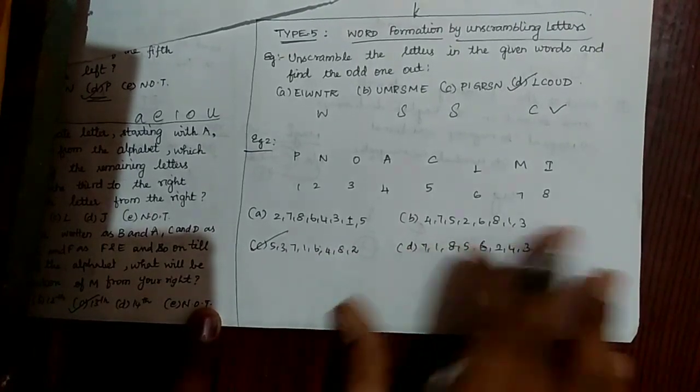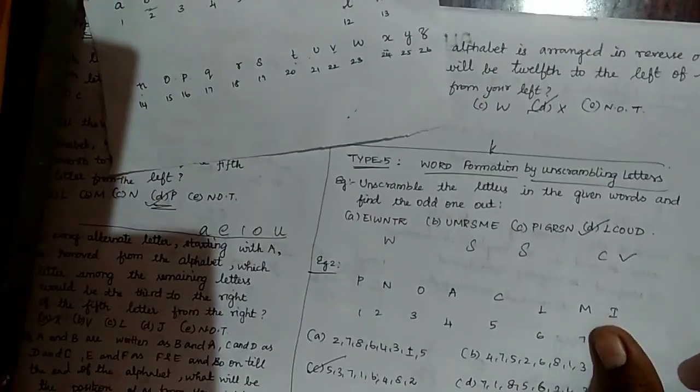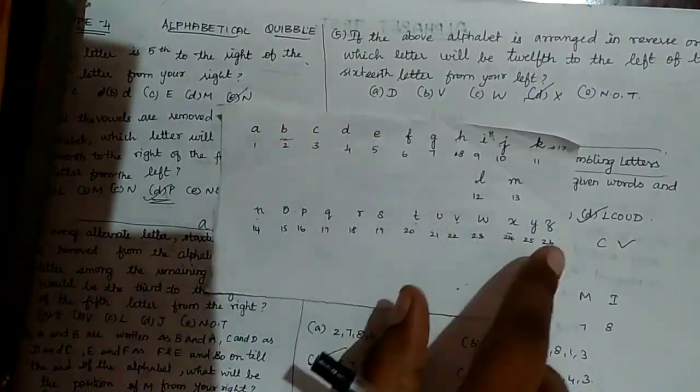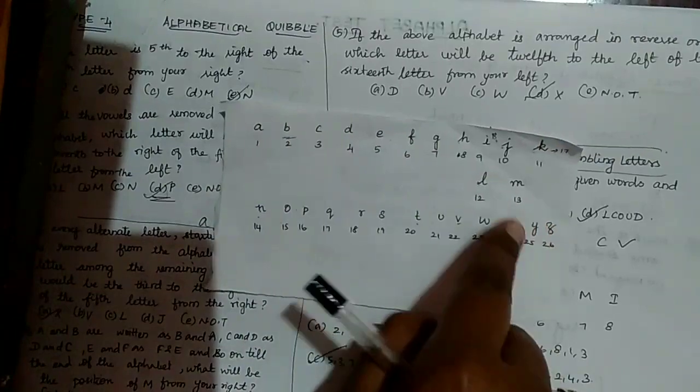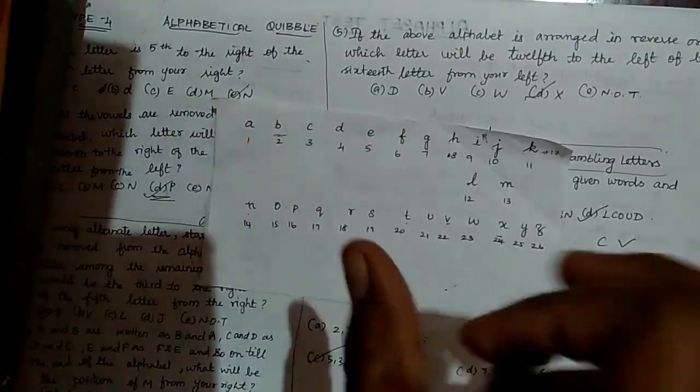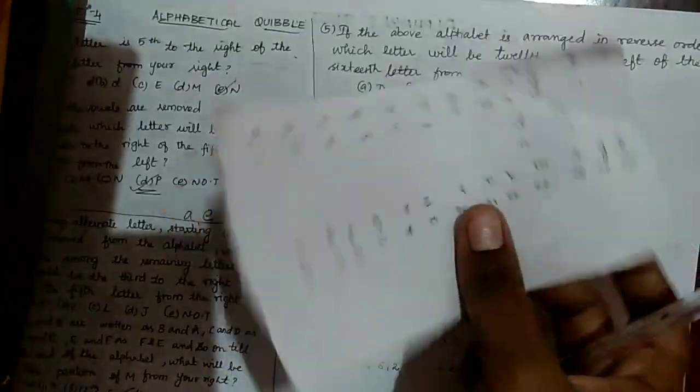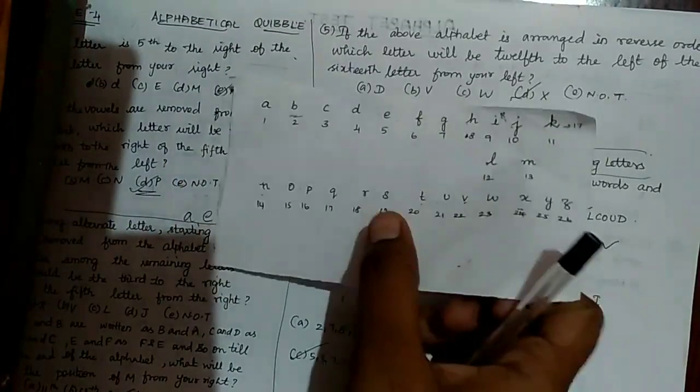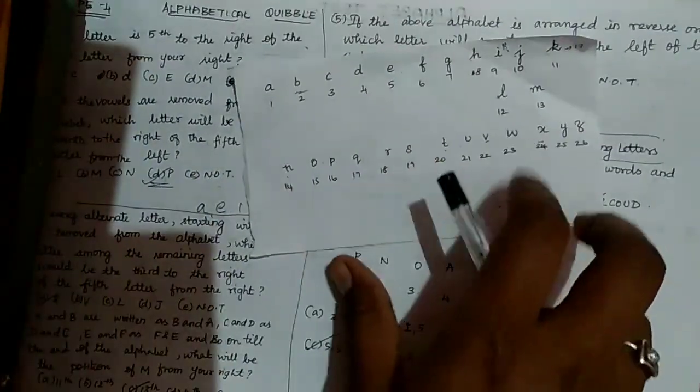Okay, this is how we have to solve the alphabetic puzzle. This is very important: writing A to Z as 1 to 26 and Z to A as 1, 2, 3, 4 to 26. This A to Z plays a vital role in reasoning problems. Okay, and all the best for your problems.